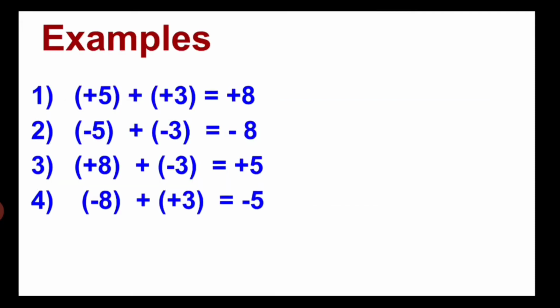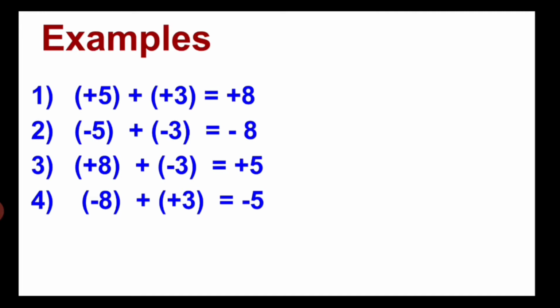First example is plus 5 plus 3. What is the answer? It is equal to plus 8. That means both the numbers have plus sign. We have added them. Answer is plus 8. That means we have to add both the numbers and we have to write the common sign to the answer.